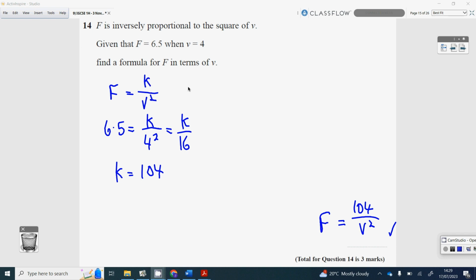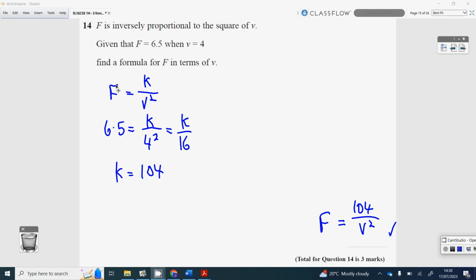If it had been F is inversely proportional to the square root of v, it would be F equals k over the square root of v. So this is just converting those words of the first sentence into a provisional formula. Now, step 2 is always going to be working out what the unknown constant k is from some more given information. And we're told when F equals 6.5, v is 4. So just substitute that in.